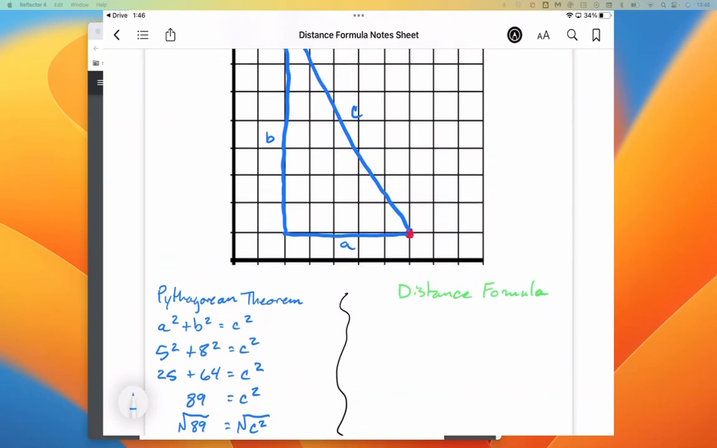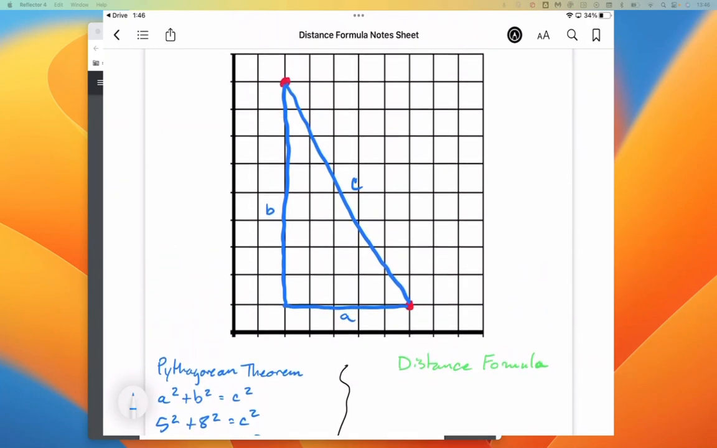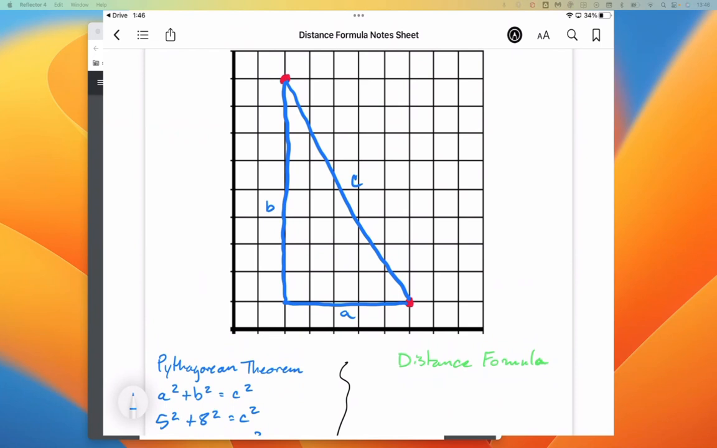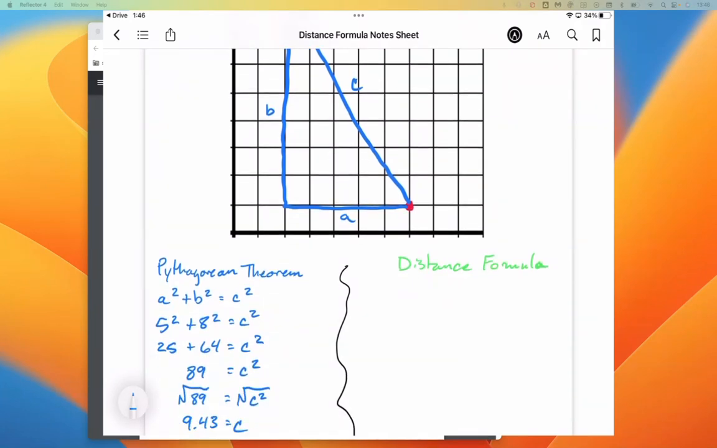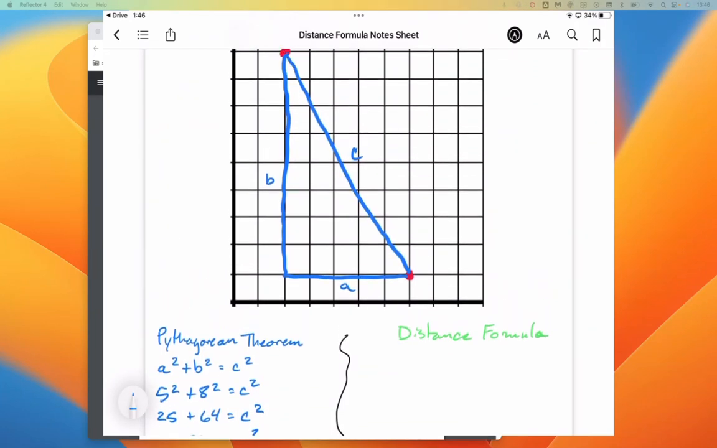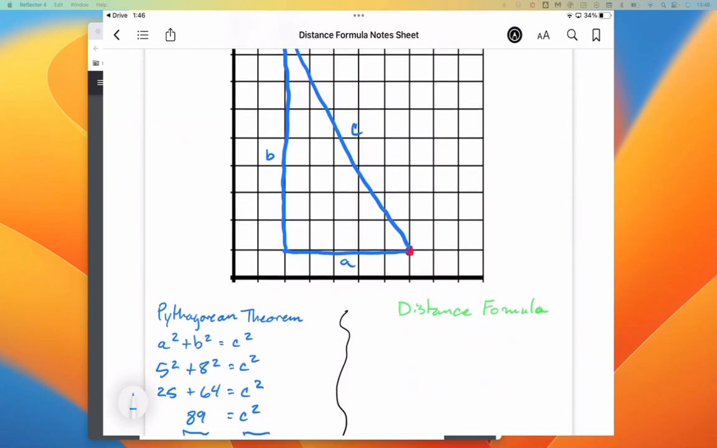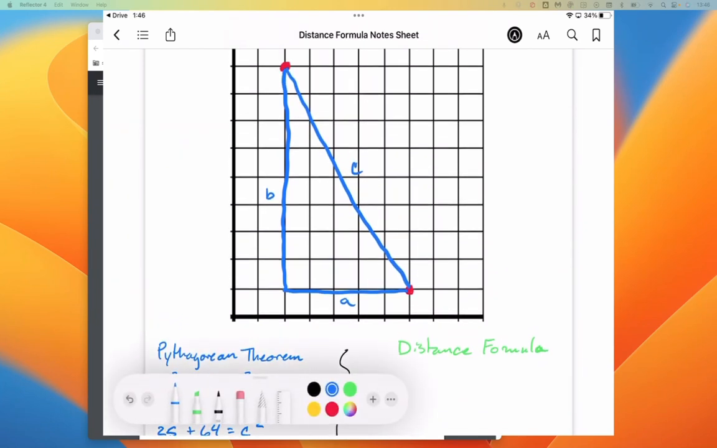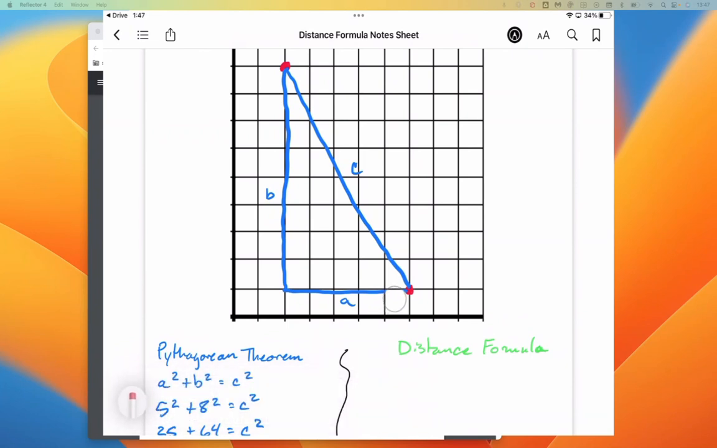And it's kind of cumbersome for a couple reasons. Number one, I have to have the points on a grid. I can't just have the names of the points, like 7, 1 and 2, 9. It's cumbersome because I have to make the drawing and do all that stuff just to be able to get the information I need for the Pythagorean theorem. And so what we're going to look at today is an alternative to the Pythagorean theorem.